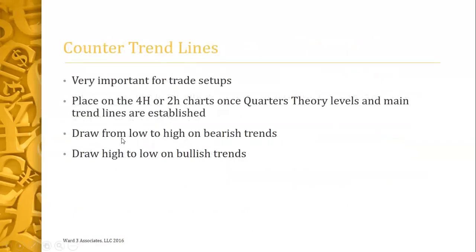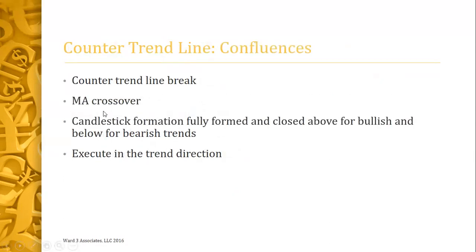All right, now we're going to get into the counter trend lines. Counter trend lines are pretty important for trade setups. They're placed on the 4 hour to 2 hour once the quarter series levels and the main trend lines are established. You want to draw from the low to high on bearish trends and from the high to low on bullish trends. Counter trend lines add the counter trend line break confluence that's met with your MA crossover. Then we'll look for a candlestick formation fully formed and closed above that counter trend line for bullish and below the counter trend line for bearish trends. And then we'll execute in that trend direction.